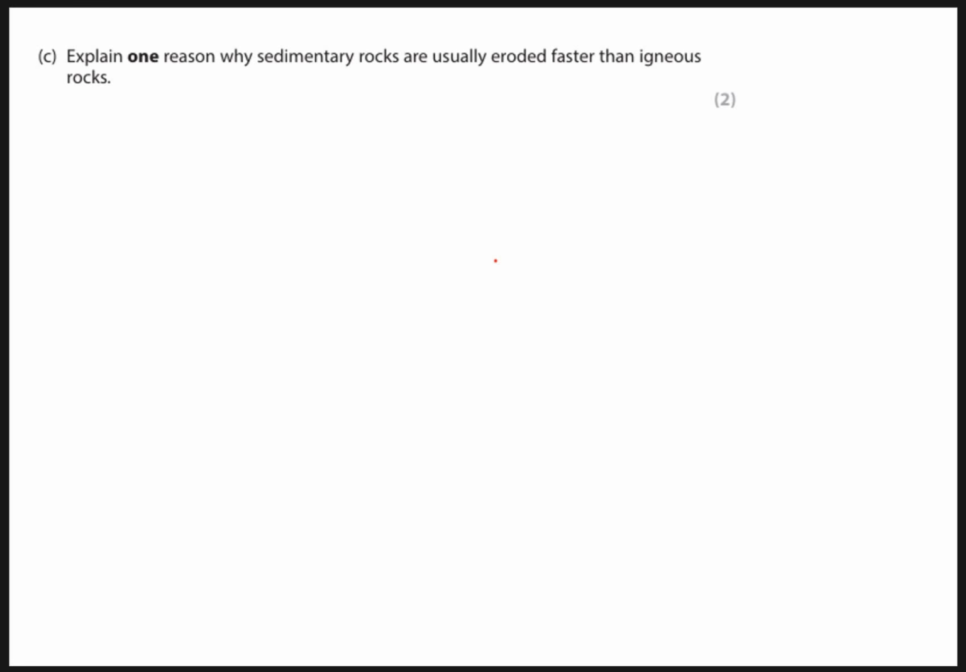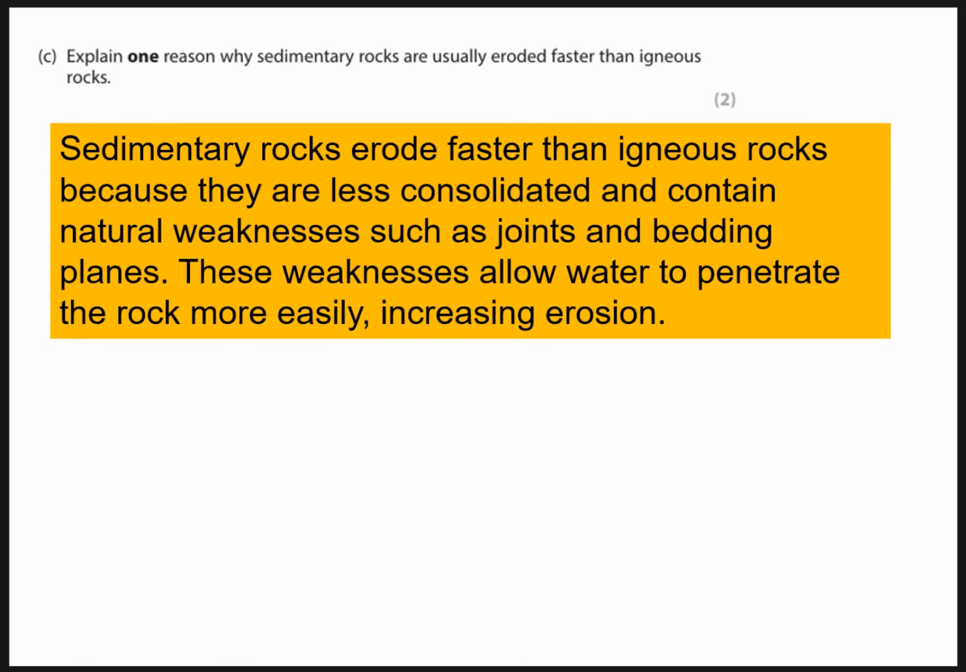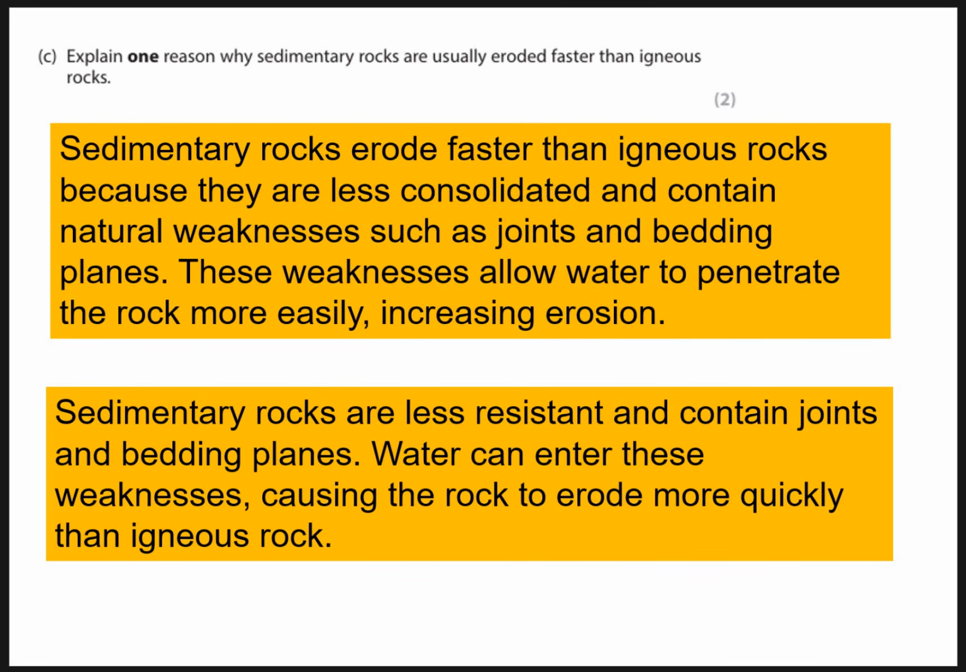Question C. Explain one reason why sedimentary rocks are usually eroded faster than igneous rocks. It's only a 2-mark question, but I'm going to give you a succinct answer that you'll be able to reproduce, and I'll give you a different style one as well. Sedimentary rocks erode faster than igneous rocks because they are less consolidated, like packed together. They contain natural weaknesses such as joints and bedding planes, and these are the weaknesses that allow water to penetrate the rock more easily, increasing erosion. Now, another, maybe simpler version, which will still get you 2 marks: sedimentary rocks are less resistant.